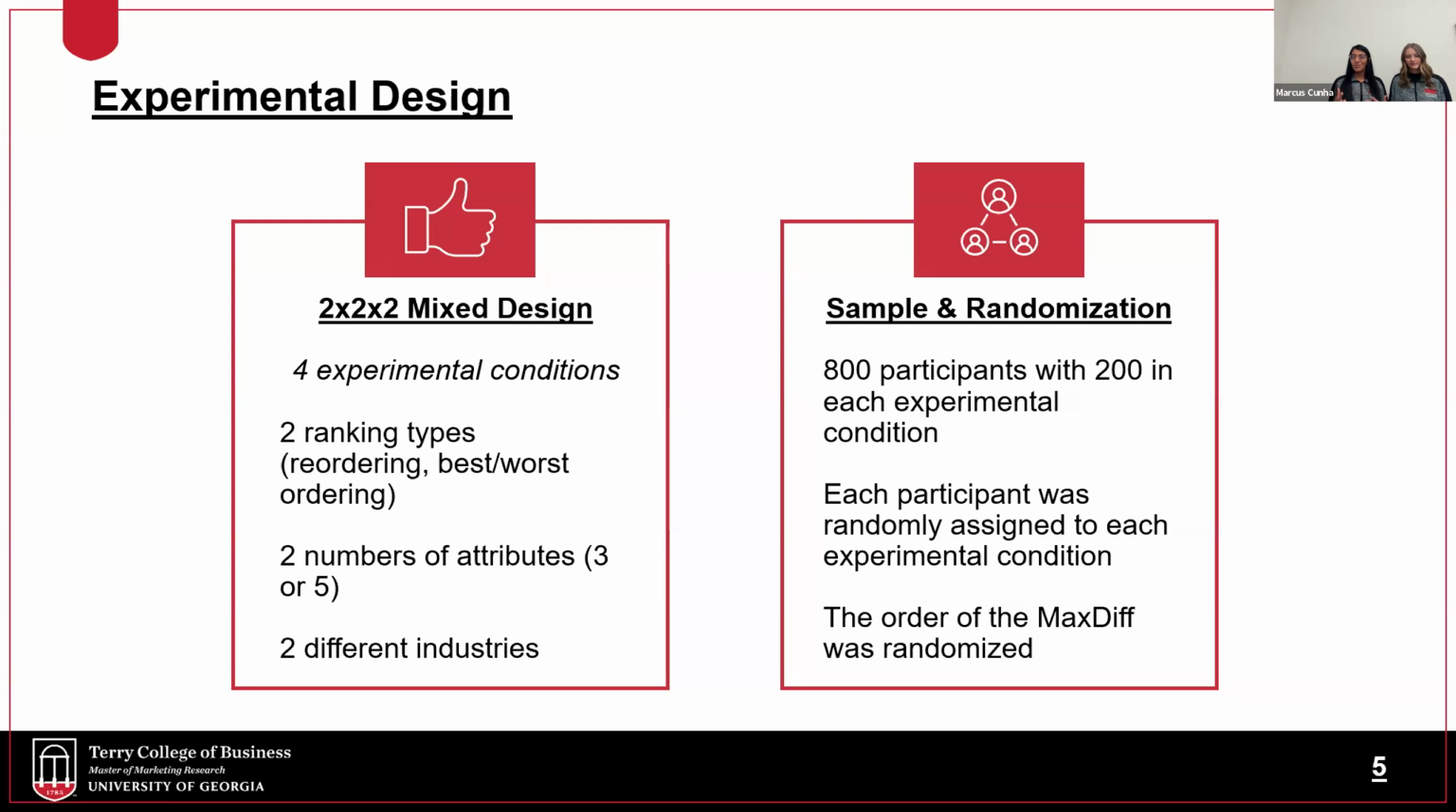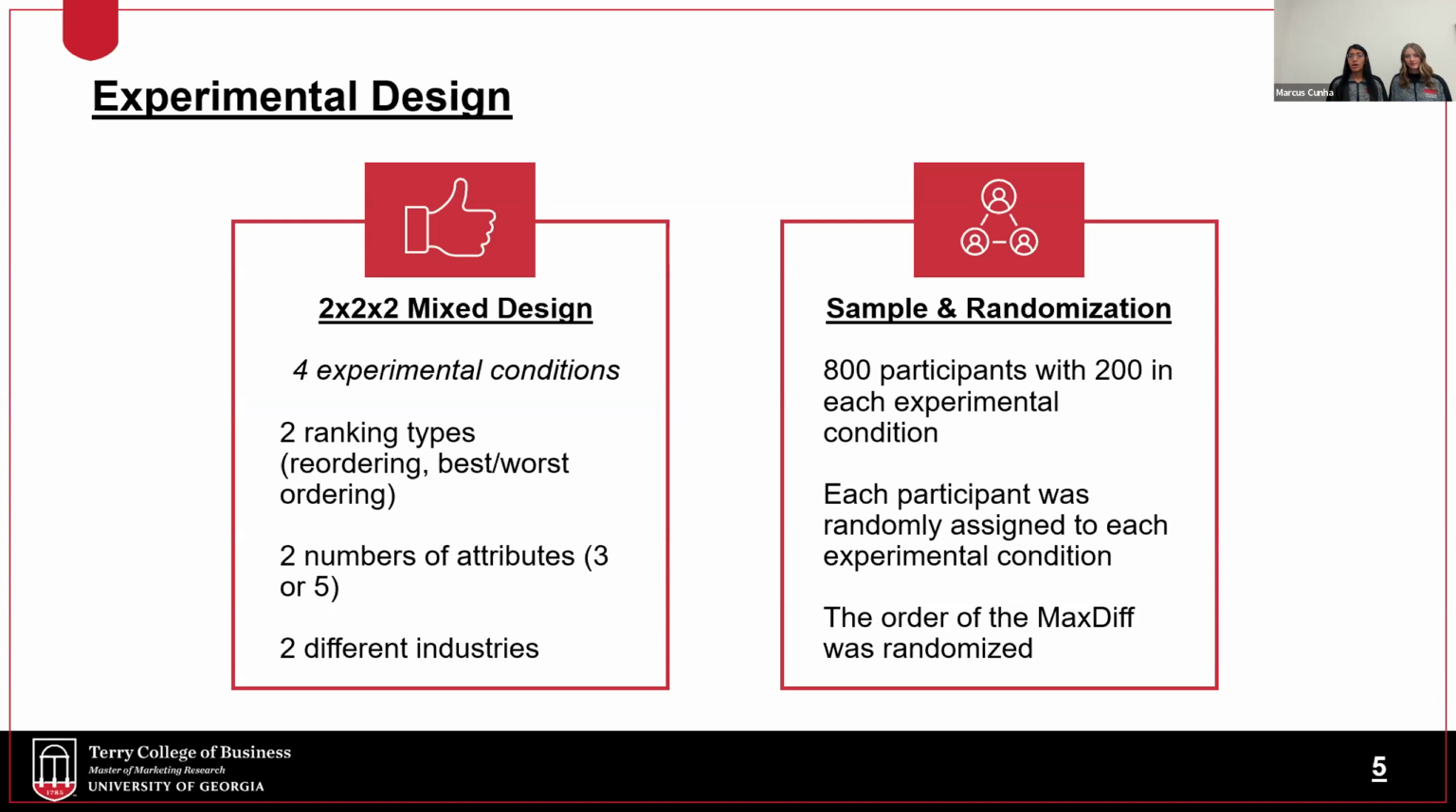So again, this will make a little bit more sense when we show some examples, but this is basically how we set it up. And then we have 2 different industries that they were shown. So that part is sequential monadic, meaning that they saw both industries. So one industry is air travel or flights, and then the other one is dining at a restaurant.